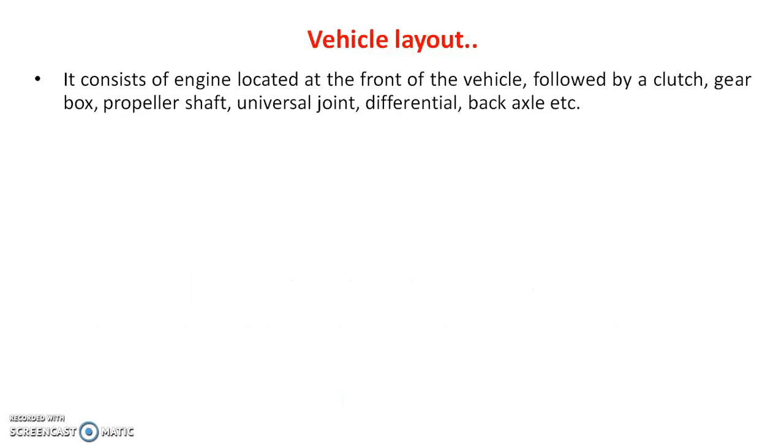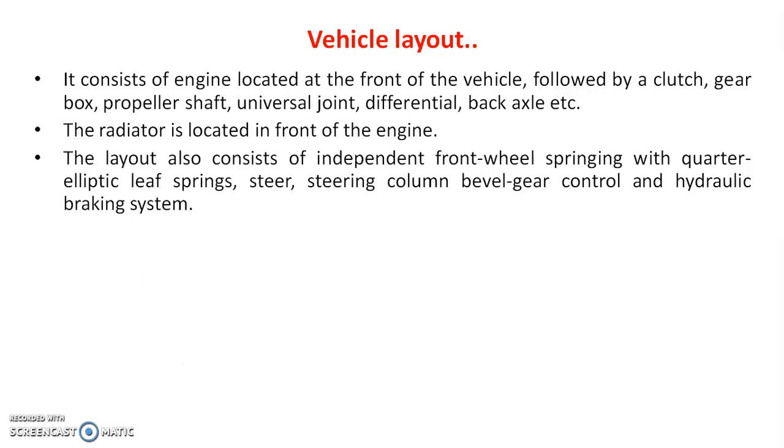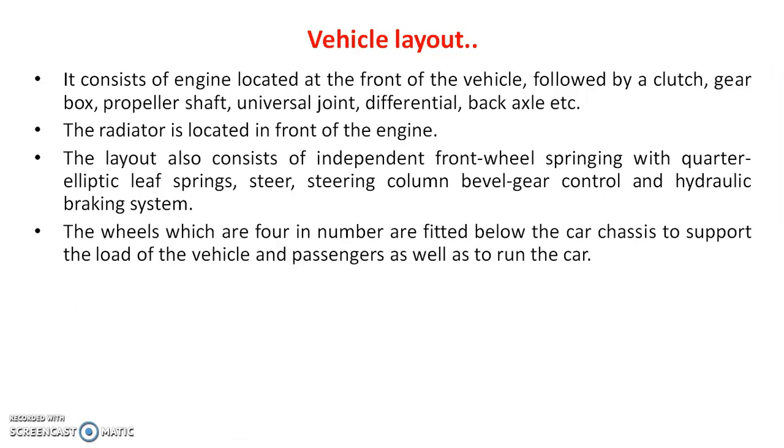So what is the description of vehicle layout? It consists of engine located at the front of the vehicle, followed by a clutch, gearbox, propeller shaft, universal joint, differential, back axle, etc. The radiator is located in front of the engine. The layout also consists of independent front wheel springing with quarter elliptical leaf springs, steering column, bevel gear control and hydraulic braking system. The wheels, which are 4 in number, are fitted below the car chassis to support the load of the vehicle and passengers as well as to run the car.